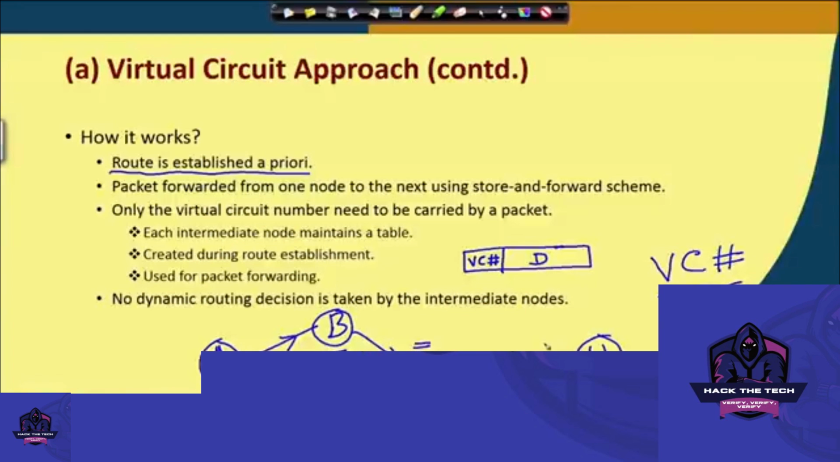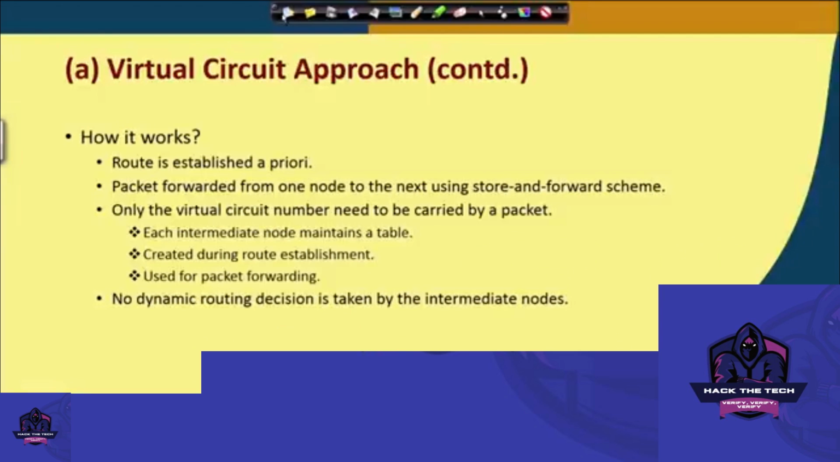They will have some kind of a routing table, and that routing table will tell you that if it is virtual circuit number 1, then you have to go to this link. If it is virtual circuit number 2, you have to go to this link, and so on. Regarding the packet forwarding, it will be the normal store and forward scheme, and as I said, the packet header will carry only the virtual circuit number, and all intermediate nodes will maintain some kind of a routing table.